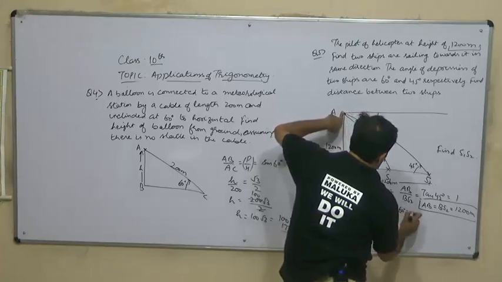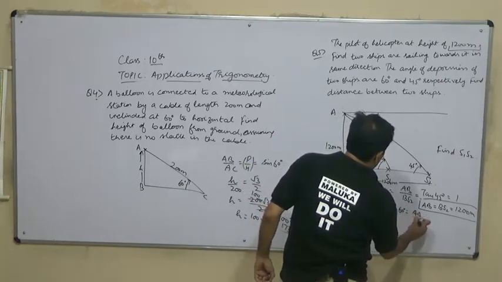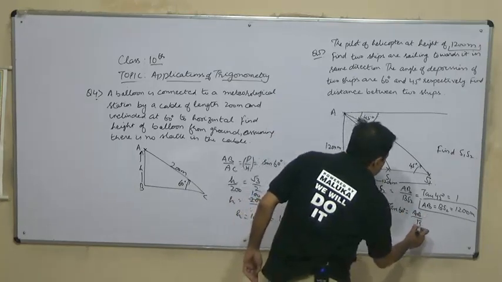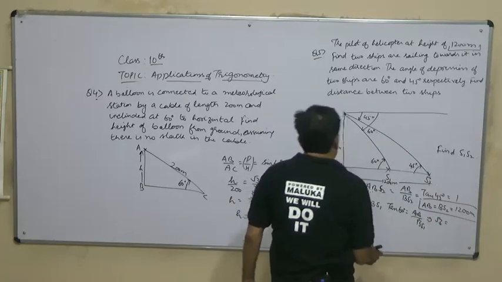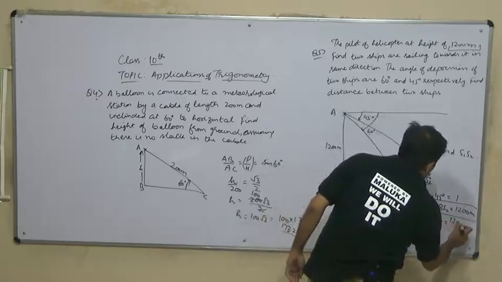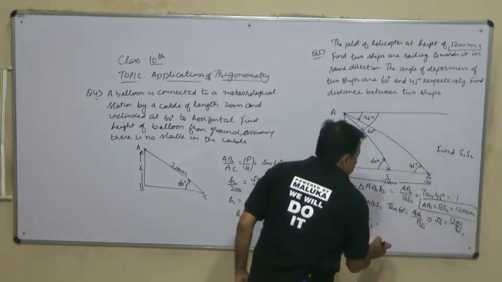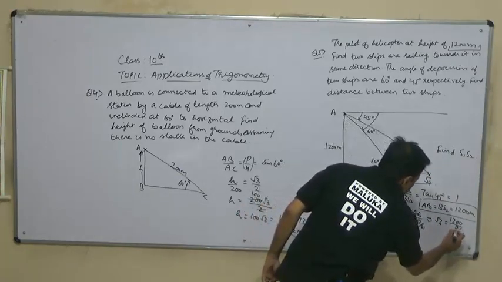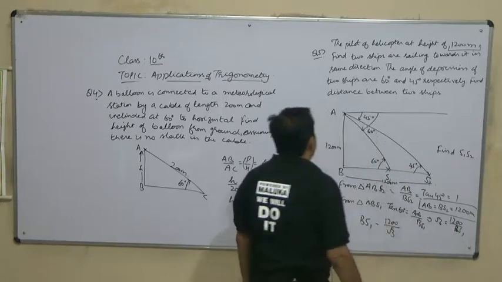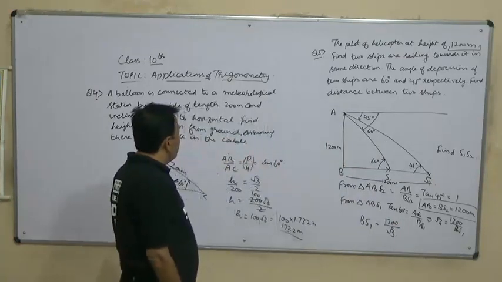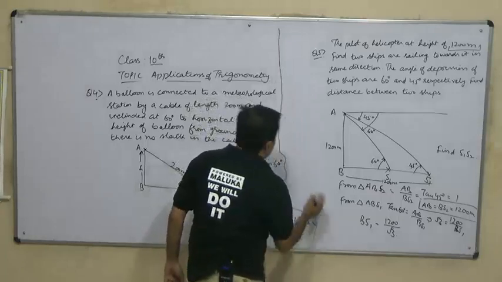Tan 60 will be equal to perpendicular upon base, that is AB upon BS1, which is root 3. So AB is 1200, and BS1 will be 1200 upon root 3. Now we have found BS1 and BS2, and we can find the distance between S1 and S2.